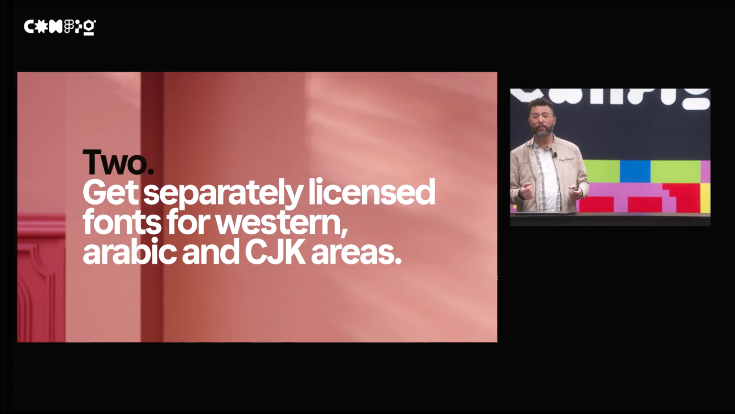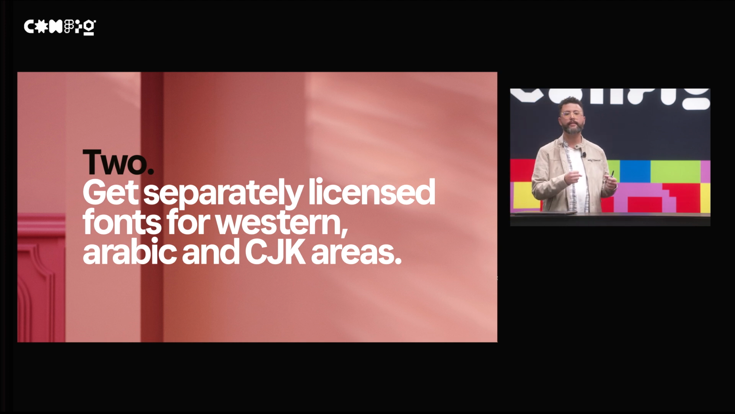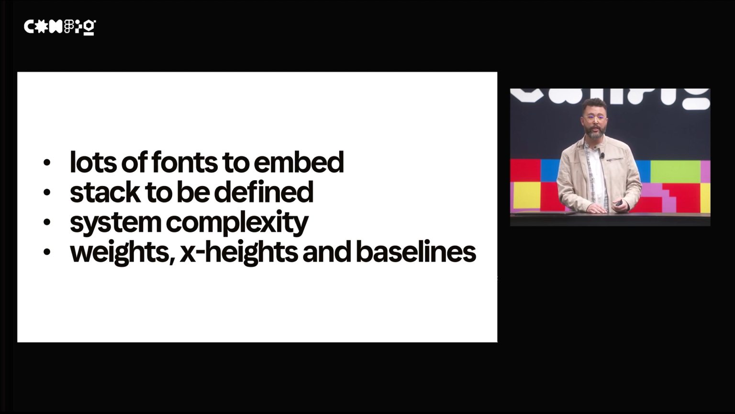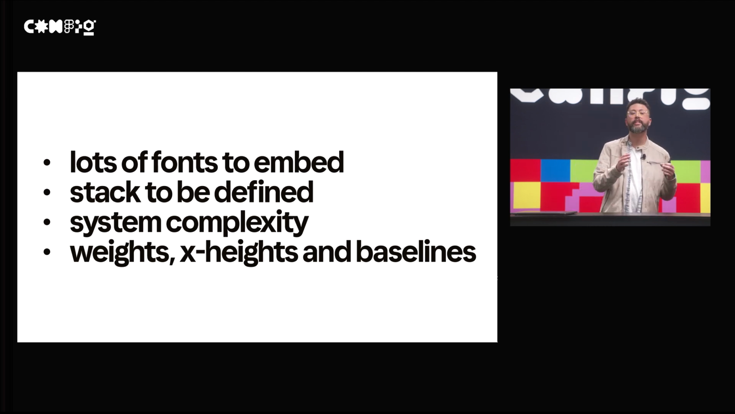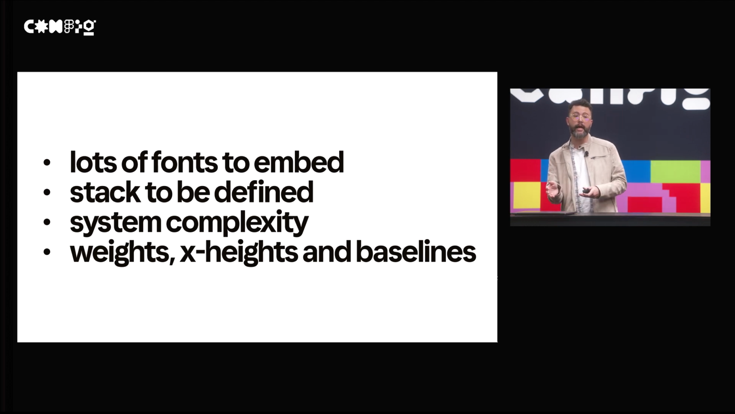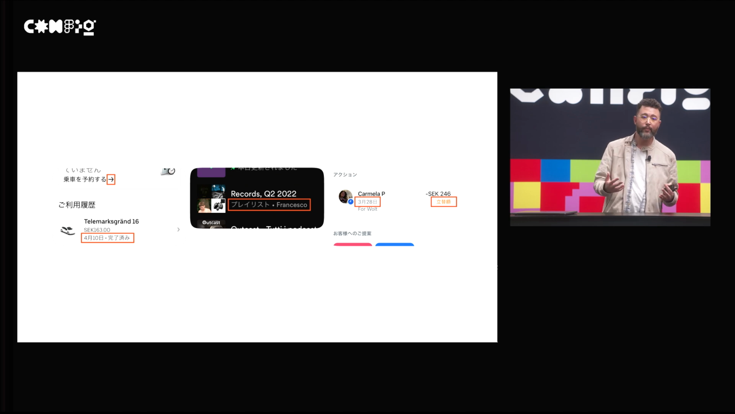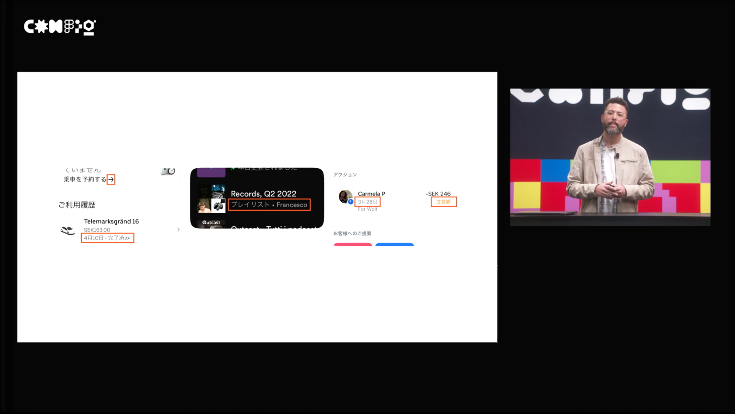So the second option was to just get licensed fonts for the missing areas, but we didn't want to increase the complexity of our system. We wanted to reduce it. And we had another major problem. Different fonts have different weights, x-heights, and baselines, and it's not that uncommon that different scripts appear on the same screen. So there was a lot of optical balance to tweak and define, so we avoided it.